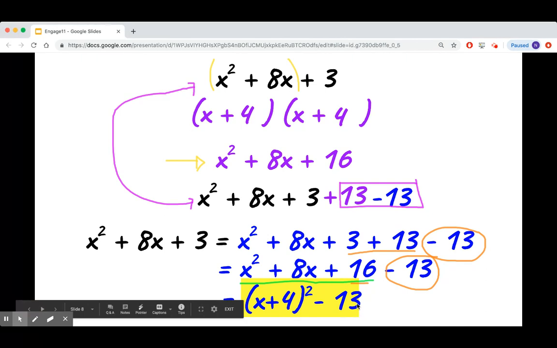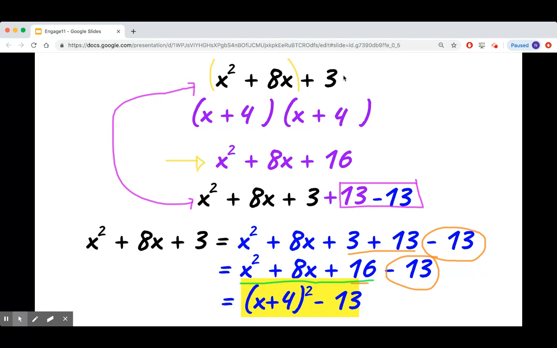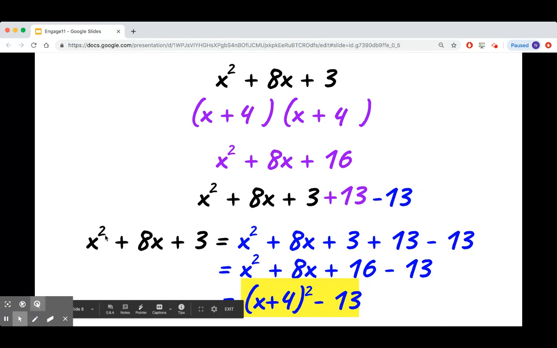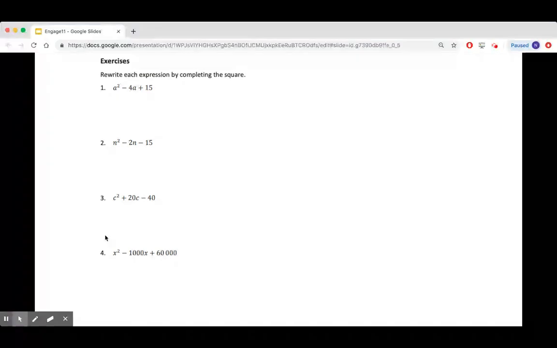This expression is equivalent to our original standard form expression of x squared plus 8x plus 3, because I simply added and subtracted 13 in order to create this perfect square of x plus 4 squared. In a moment, when the video ends, I'm going to ask you to try the same exact process with questions 2, 3, and 4. I'll demonstrate question 1 to start.